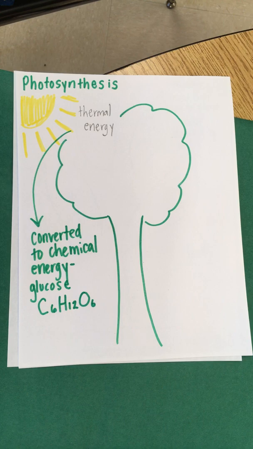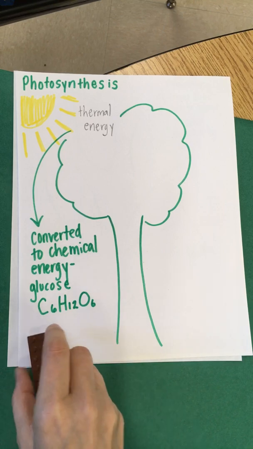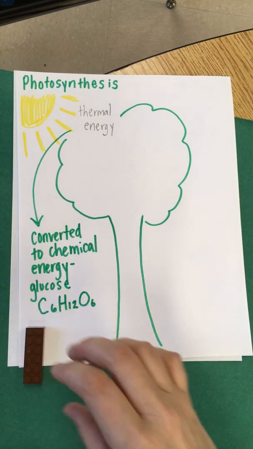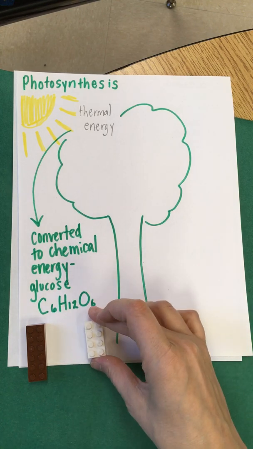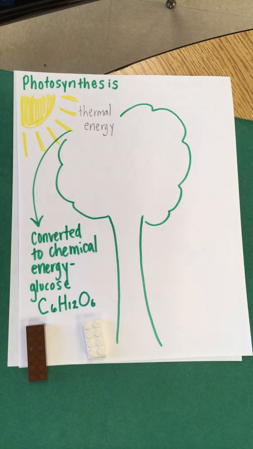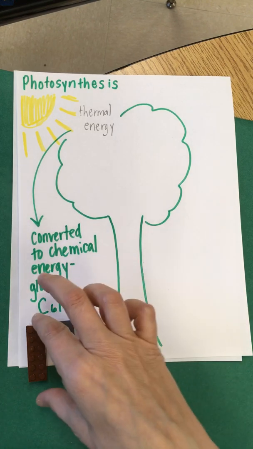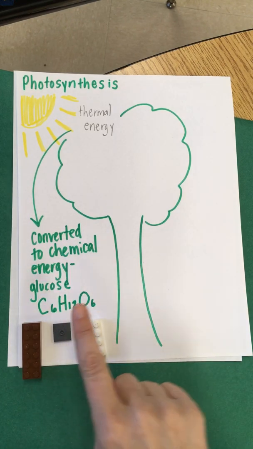Now, when I think of atoms and molecules, a really helpful way to think of those is to visualize in your mind Legos, like those little building blocks that you guys probably use to make different building projects. So I'm going to use brown Legos to represent carbon atoms. I'm going to use white Legos to represent oxygen atoms, and I'm going to use gray to represent hydrogen. So I've got carbon, hydrogen, and oxygen.